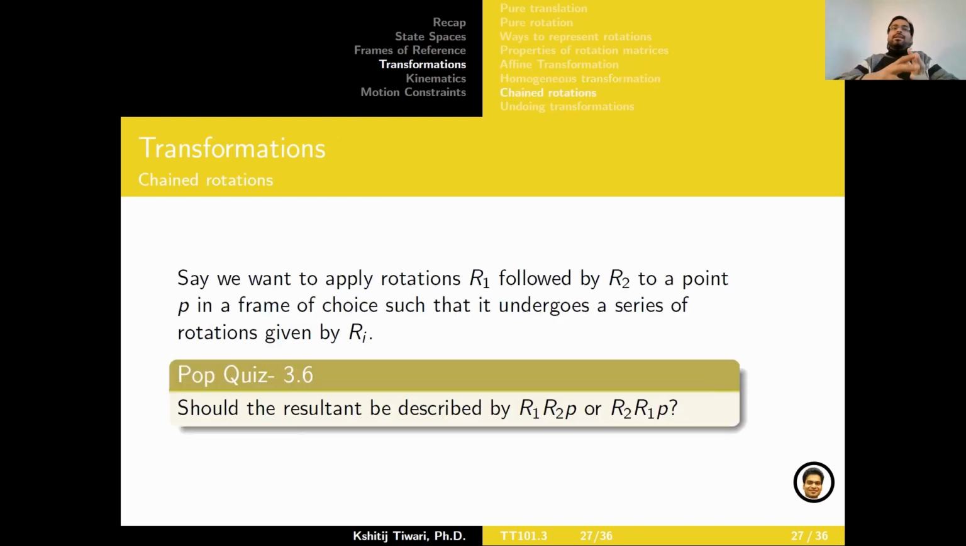after. You could also change the rotations, so there is no reason why you have to do only one rotation at a time. And if you say you want to do a rotation R1 followed by a rotation R2 to a point P in, let's say, whatever frame of choice, which basically means you are undergoing a series of rotations, each given by Ri. In this case, it is just R1, R2. So would you describe the resultant as R1 R2 P, or would it be R2 R1 P? And remember the properties of rotation matrices that we looked into a few slides ago. So based on that, you have to pick one of these two answers.